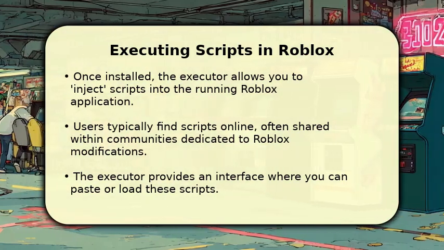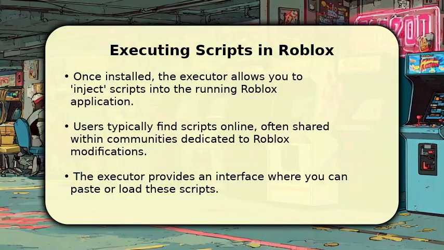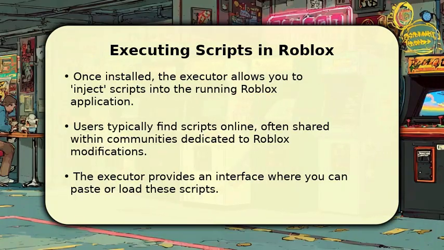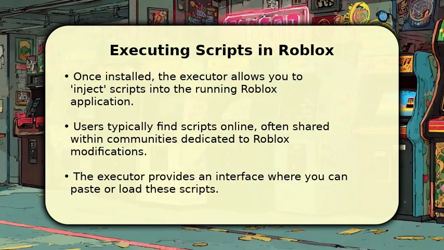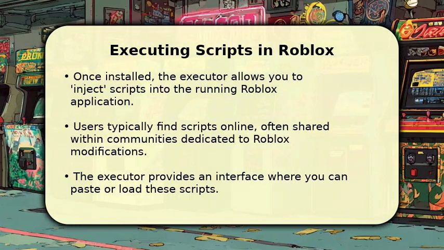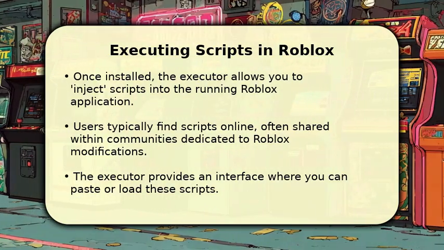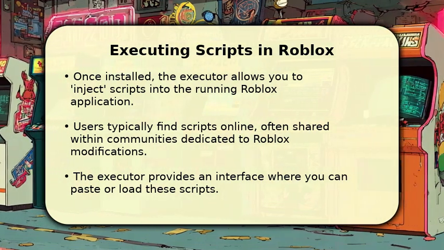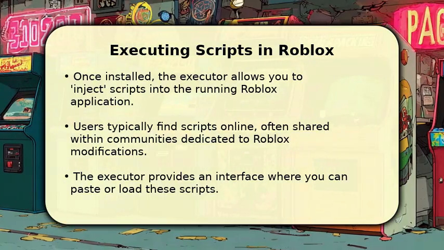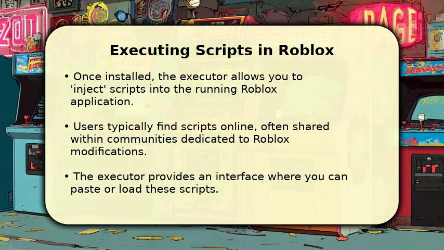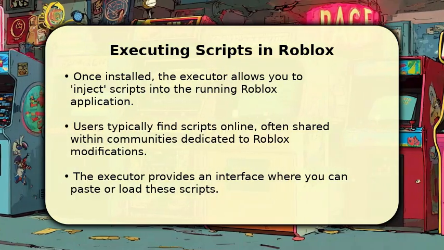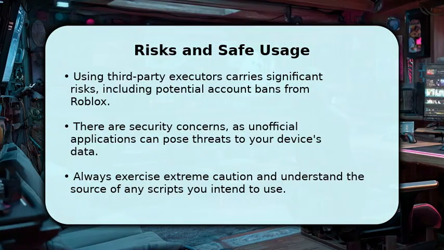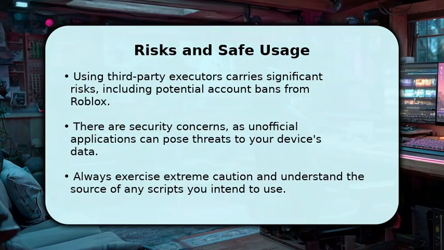After successfully installing the executor, the next step involves injecting scripts into your Roblox game. This process usually starts with finding suitable scripts online, often shared by a community of users. The executor itself will provide a user-friendly interface, typically a text box or a file loader, where you can input or select your desired script. Once executed, the script's code will run within your Roblox session, applying its modifications or enhancements directly to your gameplay experience. It's vital to understand the significant risks associated with using tools like Delta Executor.